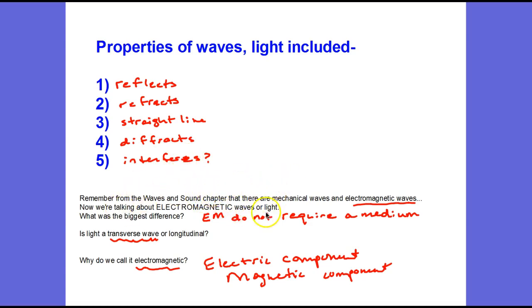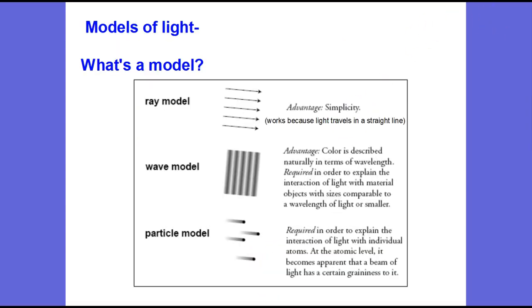When we did waves in the last unit, we talked about there were two main types, electromagnetic and mechanical. We talked about mechanical in that unit. Now we're talking about electromagnetic. The biggest difference is that electromagnetic waves do not require a medium to travel through. Electromagnetic radiation is transverse, not longitudinal. And we call it electromagnetic because it has an electric component and a magnetic component.